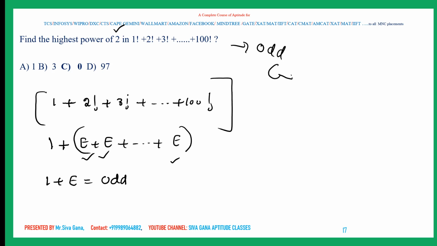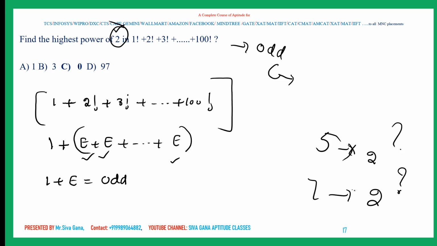So an odd number we cannot write in terms of powers of 2. That is the simplest logic in this question. Odd number 5 we cannot write in powers of 2. 7 we cannot. So the given number is odd, and we cannot write it in powers of 2. The answer for this question is 0.